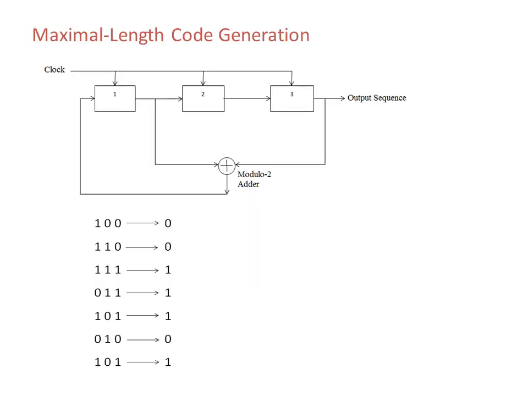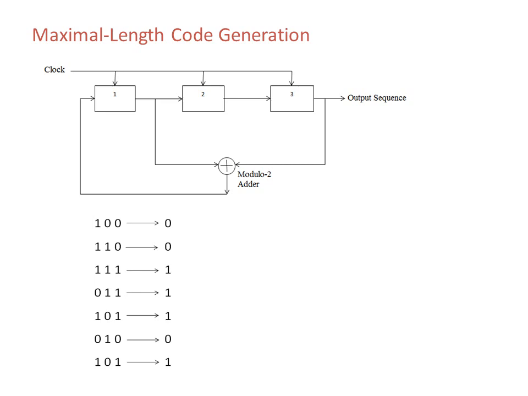The next topic is maximum length code generation. The figure shows the maximum length code generation procedure for m is equal to 3. That means when 3 shift registers are used as shown in the figure. If you just look into the block diagram, it uses 3 shift registers, shift register 1, 2 and 3. And one more observation we can have here is all are connected to the same clock.